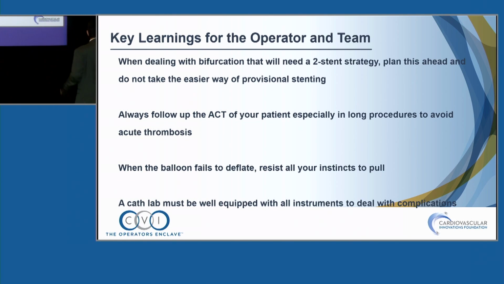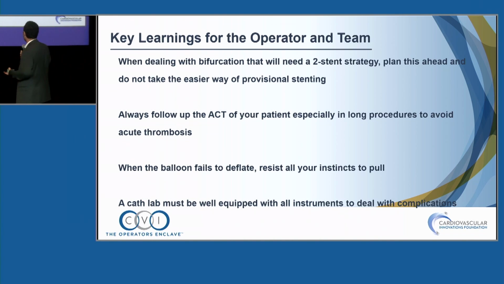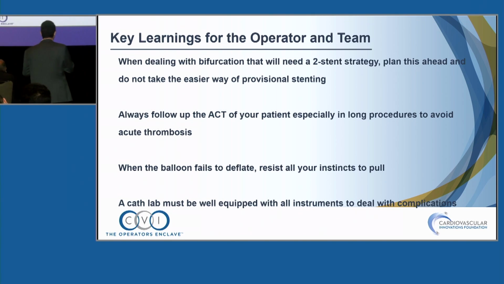So my key learning points from this case: when dealing with a bifurcation that will need a 2-stent strategy, please plan it ahead and don't go the easier way, like provisional stenting, like I did. Always follow up the ACT.